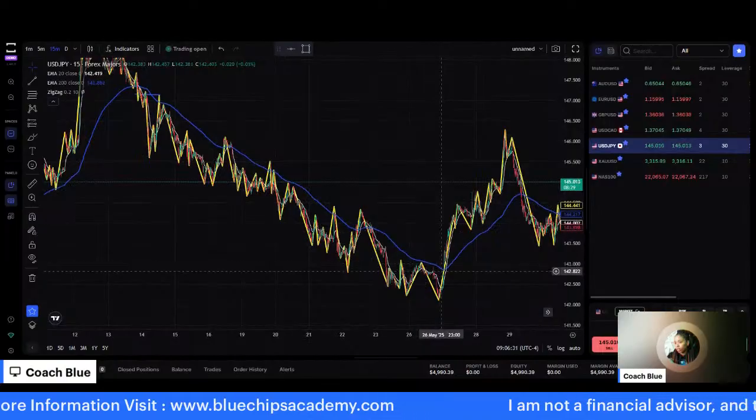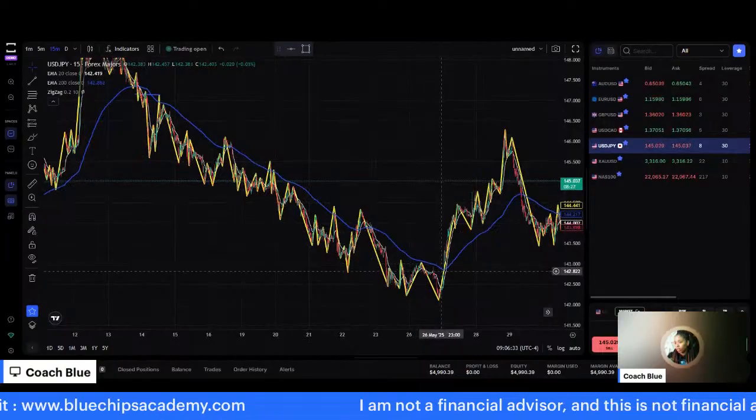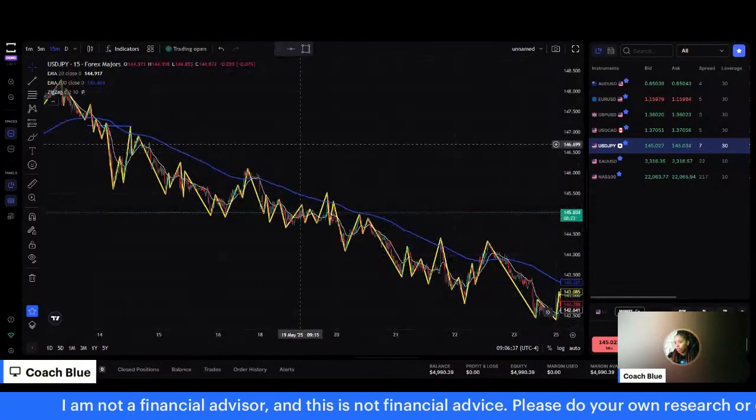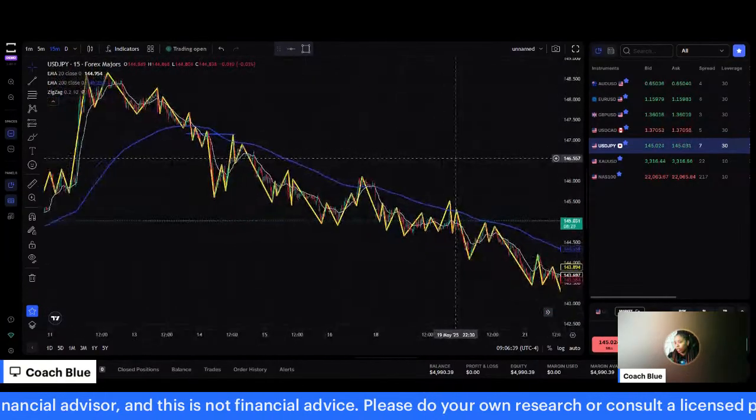What's the direction of the 200? It's going down. So how do you know if you can hold the trade or not? Well, it's very simple.